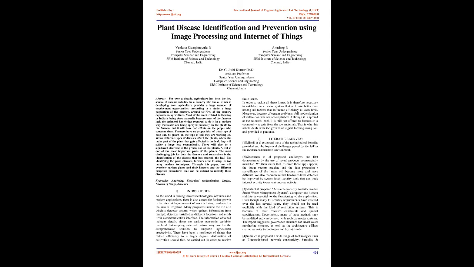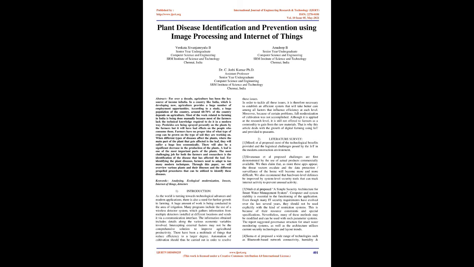According to a study, a huge population of the country, around 60 to 70%, depends on agriculture. Most of the work related to farming in India is being done manually because most of the farmers lack the technical knowledge required to do it in a modern way. Pesticides are being sprayed presently on the plants by the farmers, but it will have bad effects on the people who consume them. Farmers have no proper idea of what type of crop can be grown on the type of soil they are working on.